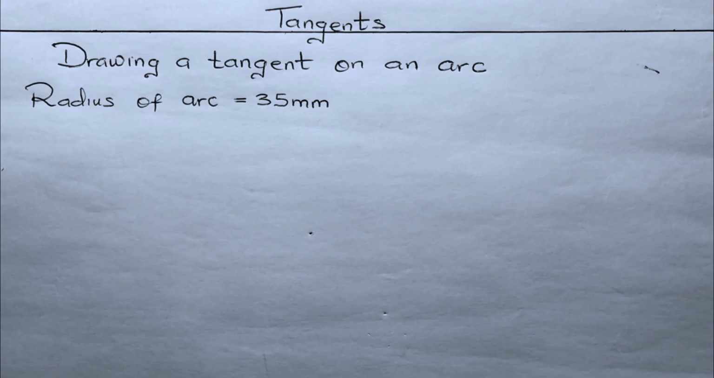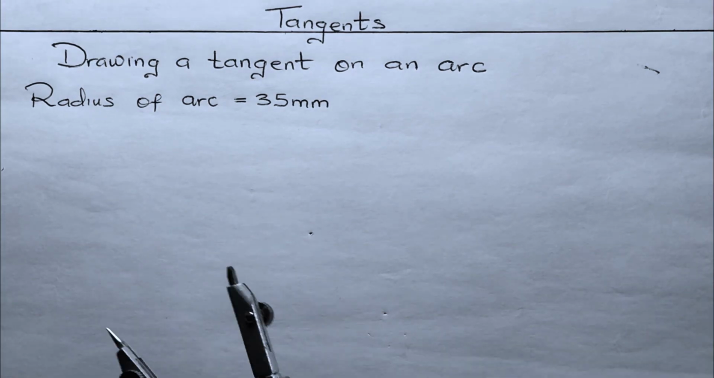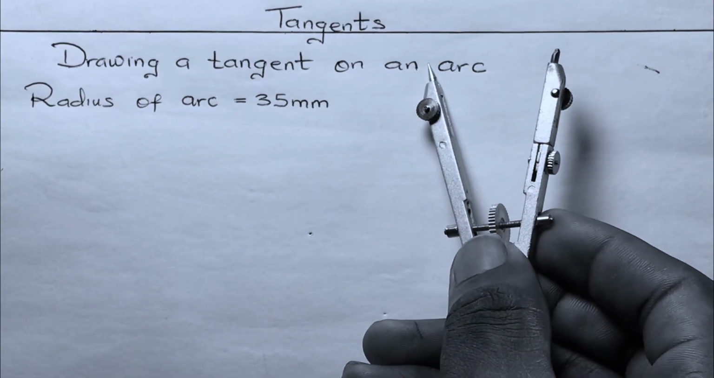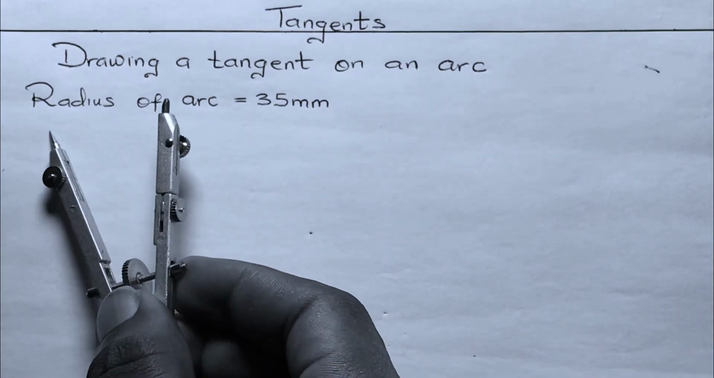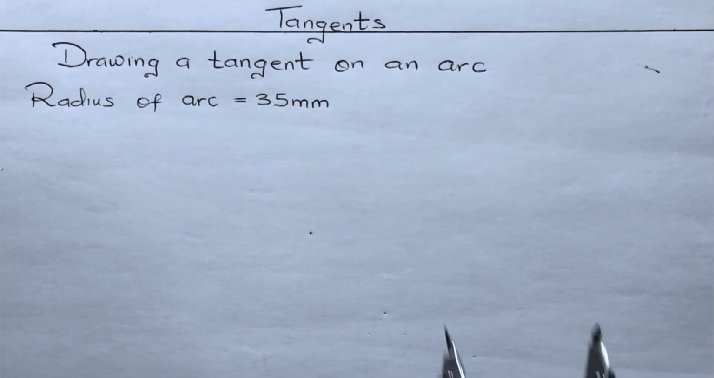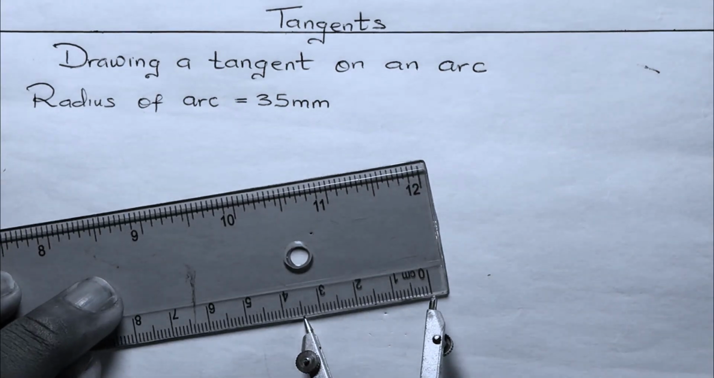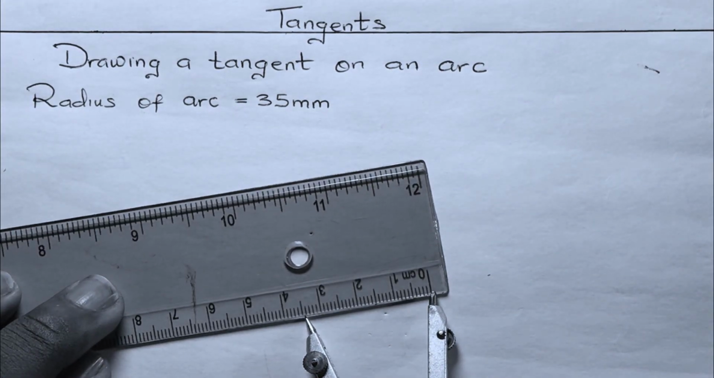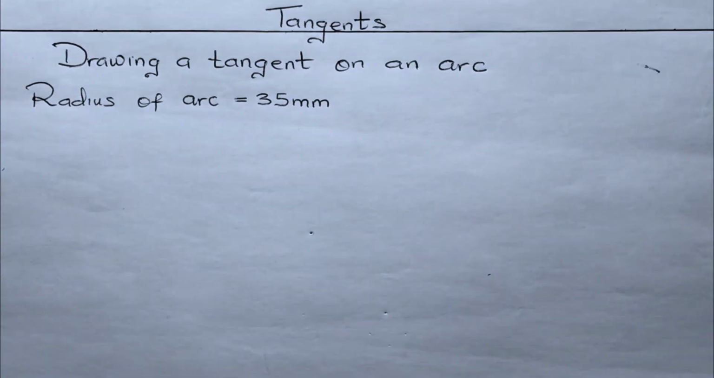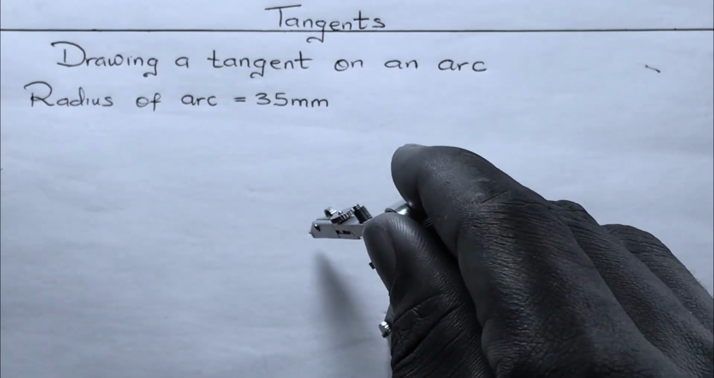In this section we are going to be looking into construction of a tangent on an arc. So we are given the radius of our arc to be 35 millimeters. The first thing is to draw our arc to which we have to construct our tangent. So using a radius of 35 millimeters, we're going to draw our arc.